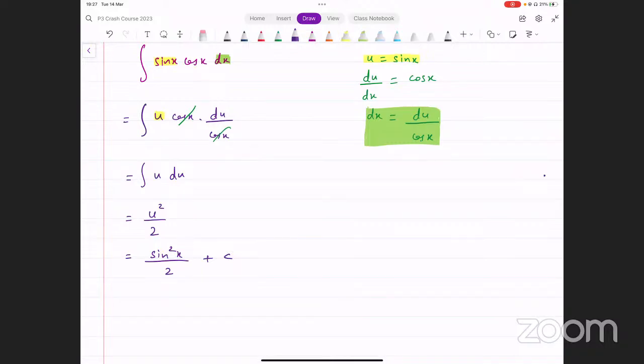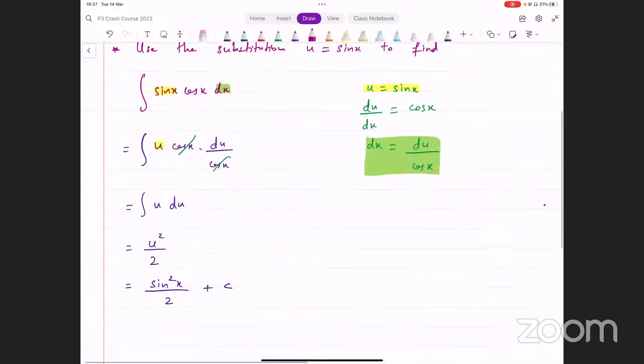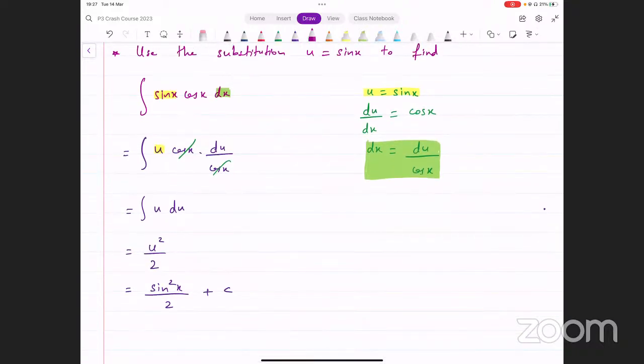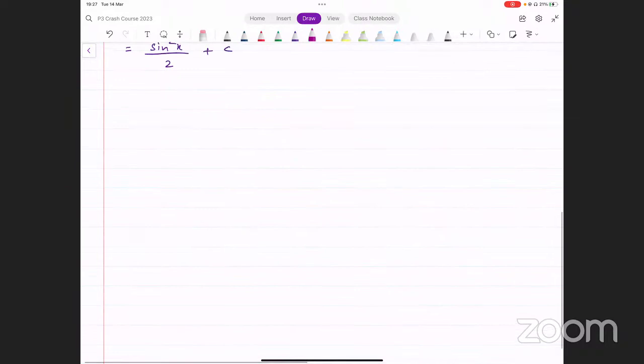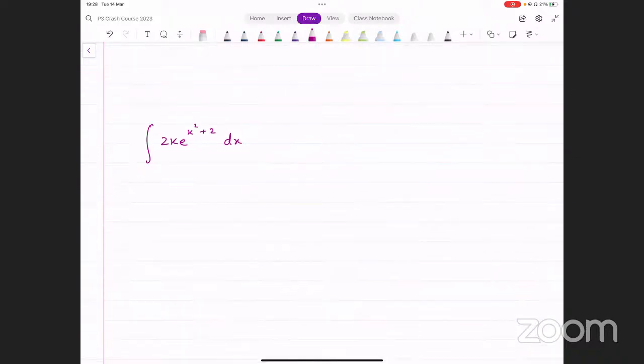All right. Now let's take a few more examples to understand how it's going to work in different contexts. Let's say we have to integrate something like this now. We have 2x e raised to power x squared plus 2. We need to integrate this with respect to x. Now, this is something that is actually going to be pretty hard to integrate using integration by parts.